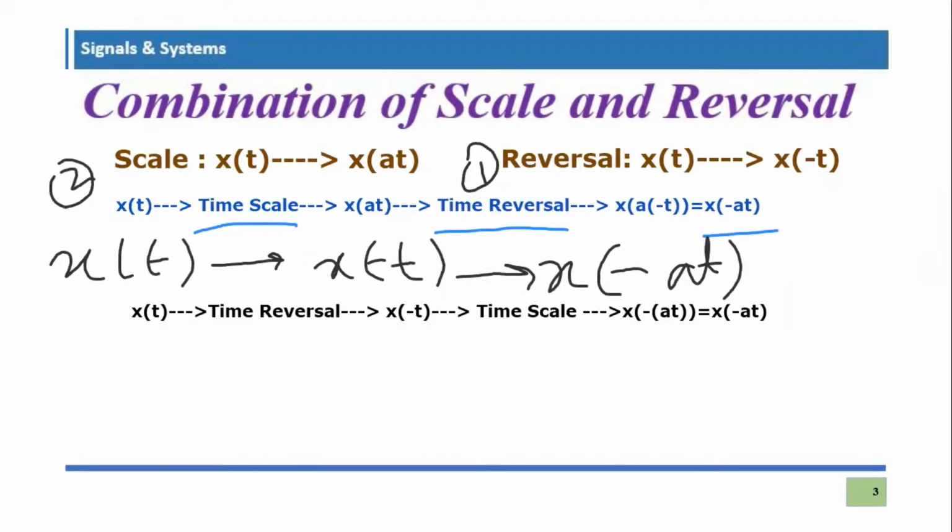So if I note it down, this is what I've just noted down. If you see the earlier sequence, in which we applied time scale first and then time reversal, the result was x of minus at. And in the next sequence, when we first applied the time reversal and then the time scale, the result is still x of minus at. So the conclusion is: if you apply these two operations, scale and time reversal, in either order, the output will remain the same. Order does not affect the final result if you are applying these two operations.